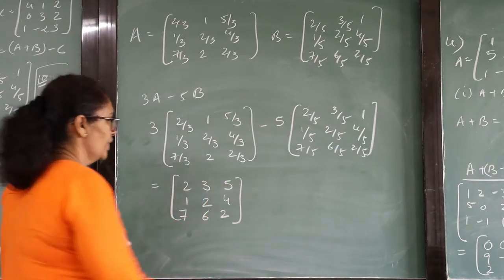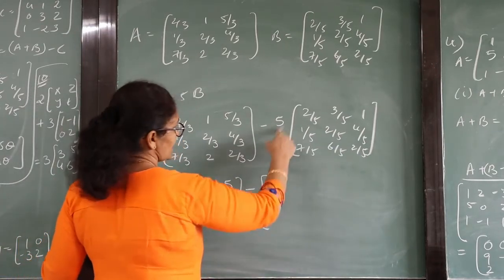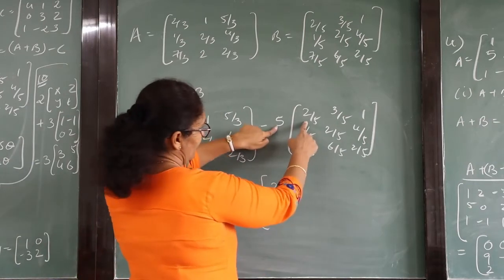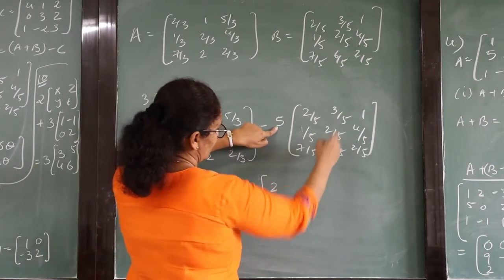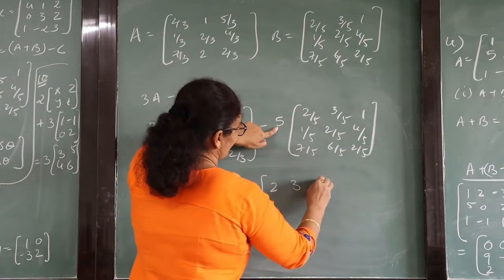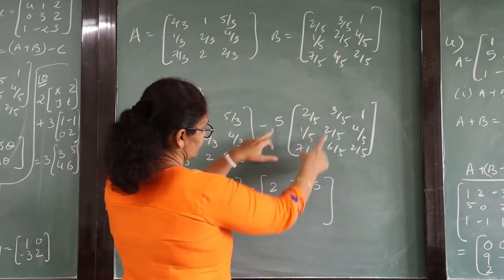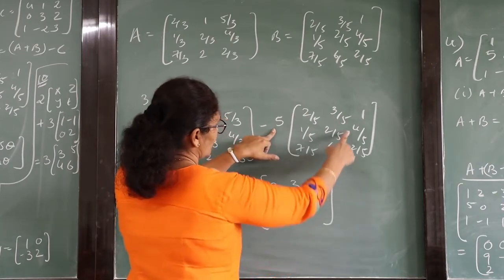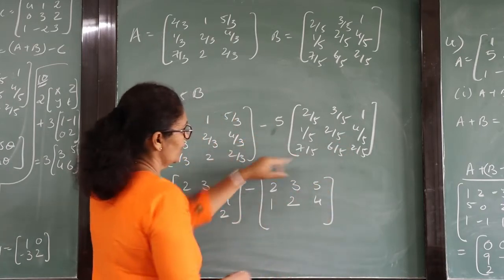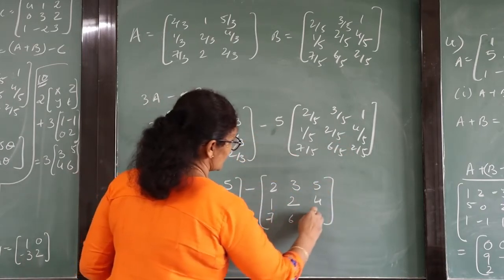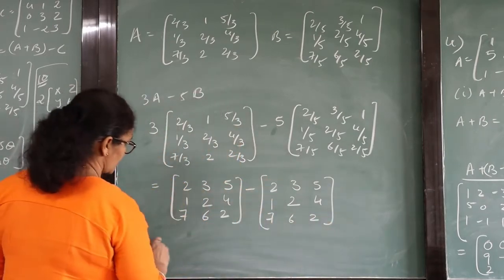3 3 cancel. Similarly, let's take 5 inside. So 2 by 5 and 5 cancel, 2 is remaining. Here 3 and last 5 ones are 5. 2 by 5 and 1 by 5, 1. 5 into 2 by 5, 2 and 4 by 5 means 4. Similarly, 7, 6 and 2. Now you know the subtraction of it.